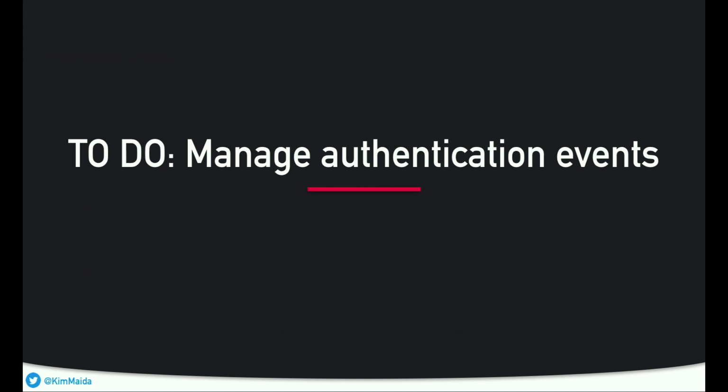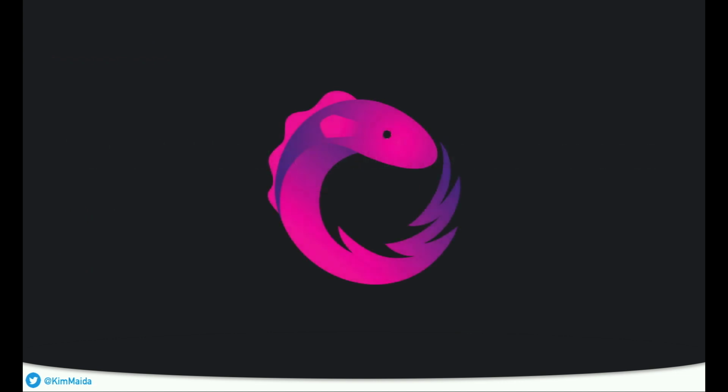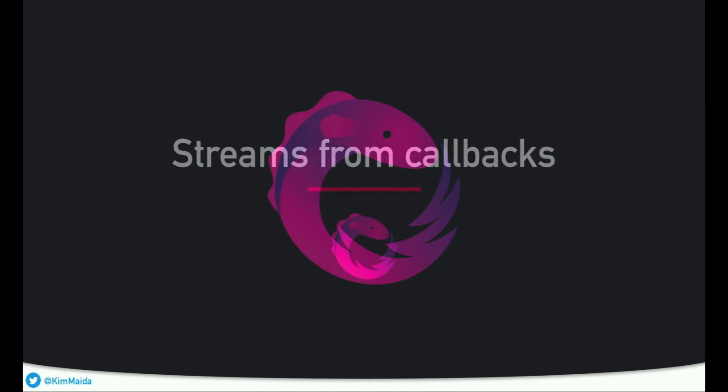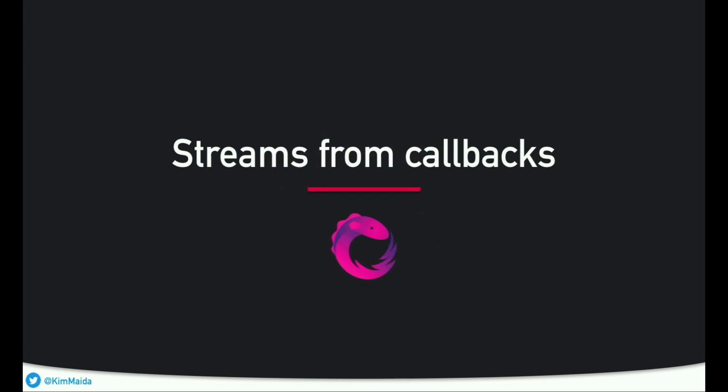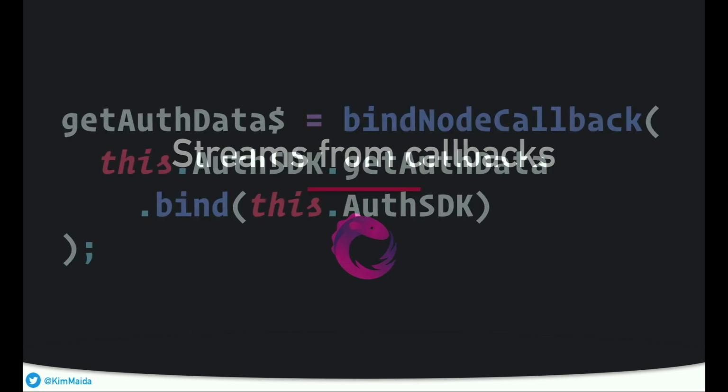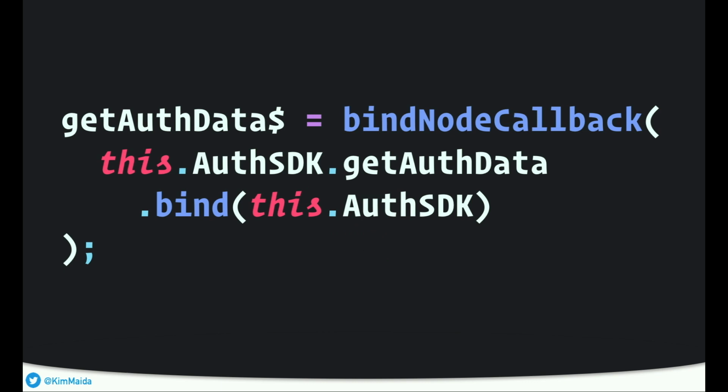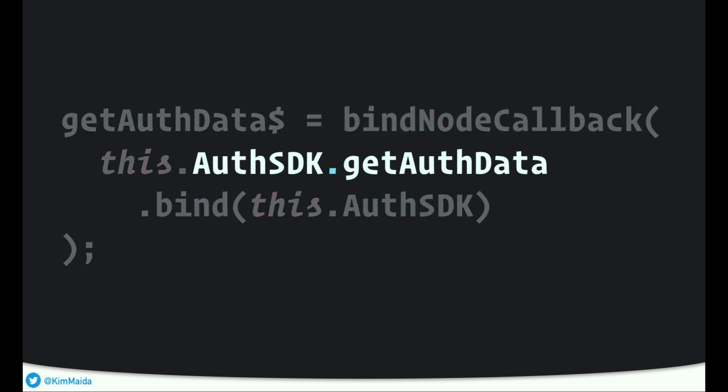So managing authentication events. We have an awesome library that comes with Angular that helps us out a lot with this, and that's RxJS, of course. So what we can do with RxJS, for example, is bind callbacks from external libraries and turn them into observable streams. As an example, maybe we're using an authentication SDK, and it might provide a method that returns the token data from our authorization server.